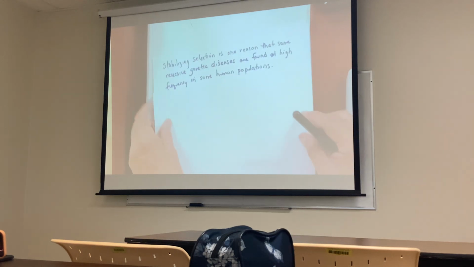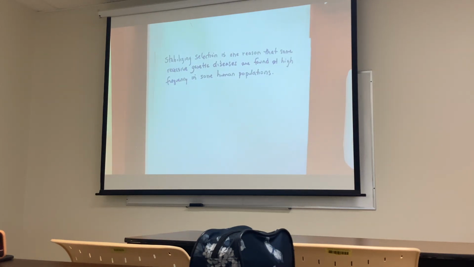Yes? So stabilizing selection, believe it or not, is one reason that some recessive genetic conditions, all genetic conditions are rare, right? But some of them should be rarer, and they're still around. And one reason they're still around is stabilizing or balancing selection. Okay? And they're found at high frequency.